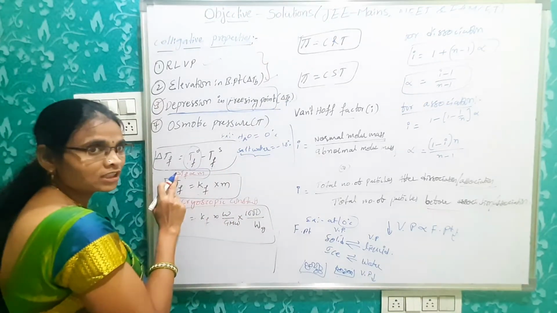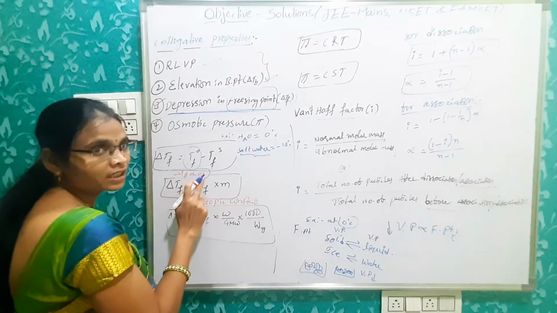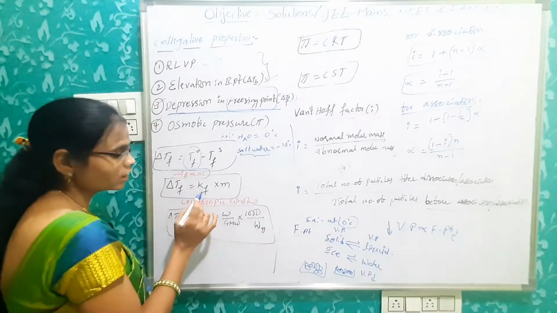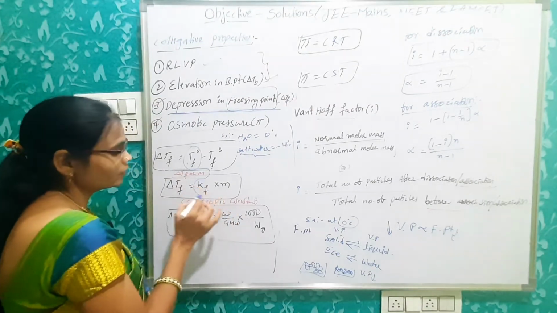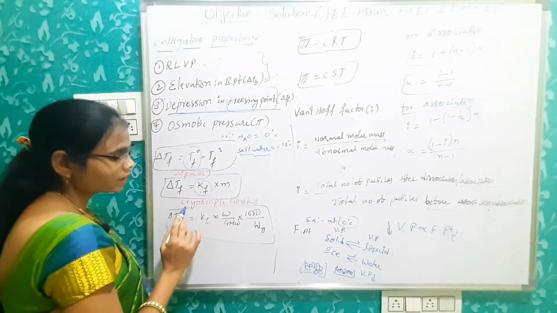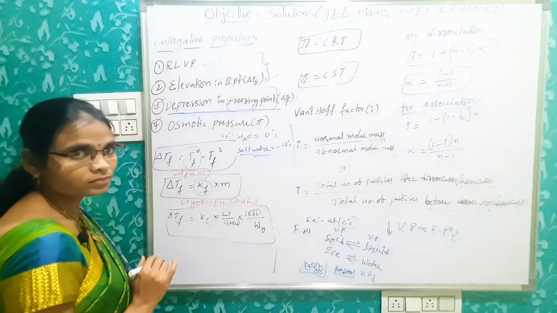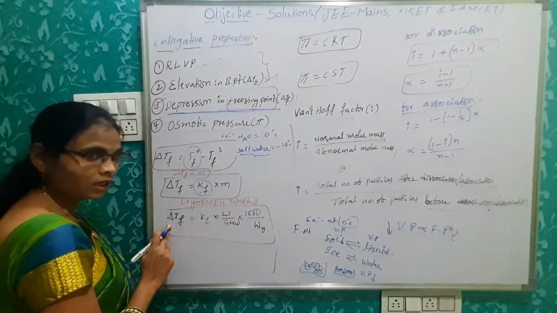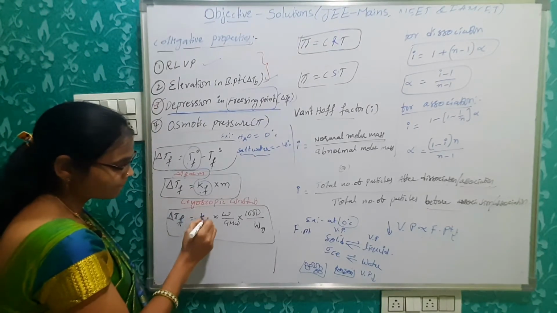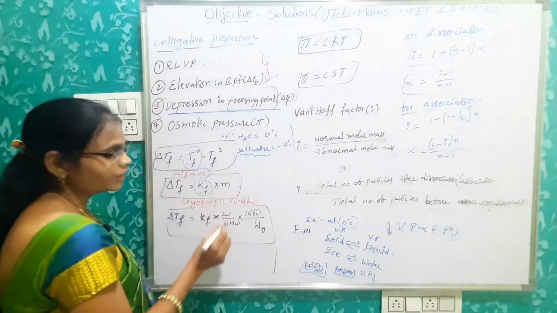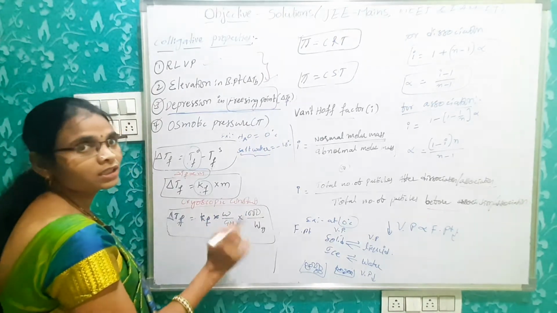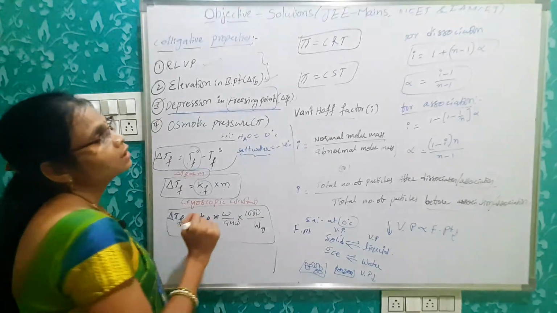Depression in freezing point is also proportional to the molality of the solution. So the formula is delta TF equals KF into m. KF is the depression in freezing point constant, or cryoscopic constant. Finally, delta TF equals KF into the molality formula: weight by gram molecular weight of solute, into 1000 by weight of solvent in grams. Clear?